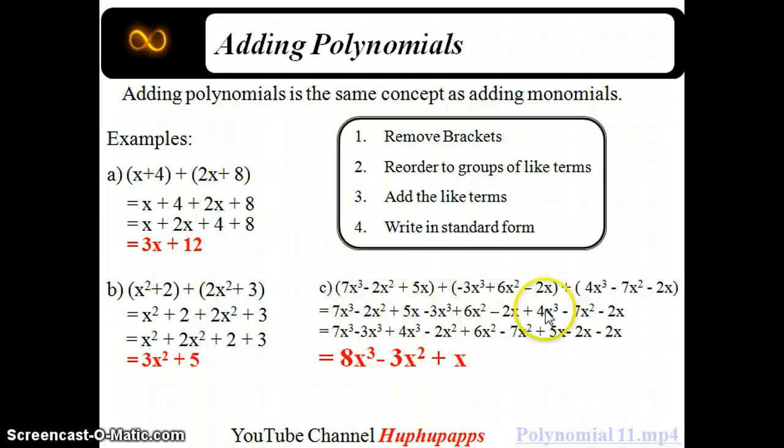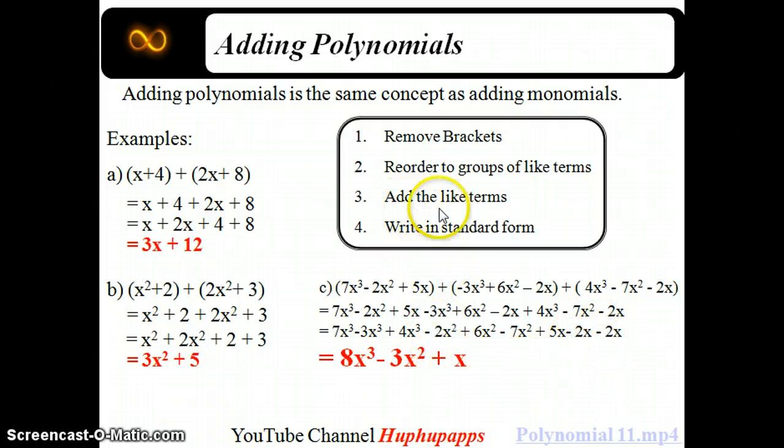Again, with this situation here, now it gets kind of confusing. Up here was pretty easy just to add normally, but now it might be a good idea to reorder them. So we're going to put them in order. So we have 7x cubed minus, so down here, 7x cubed minus 3x cubed plus 4x cubed. All the x cubes are together. All the x squares are together. And all the x's are together.